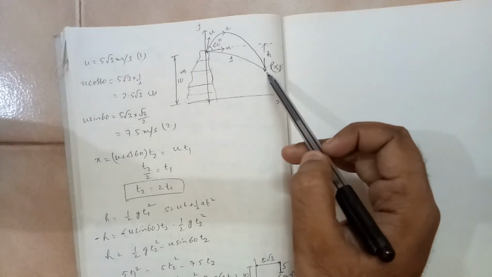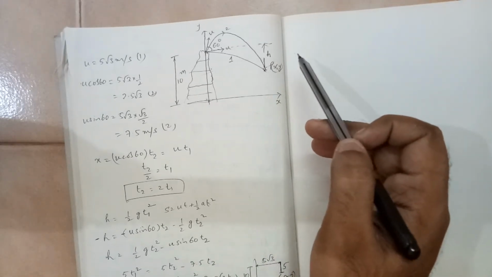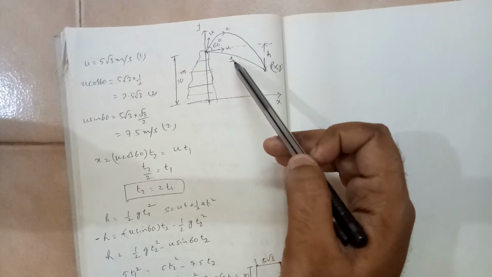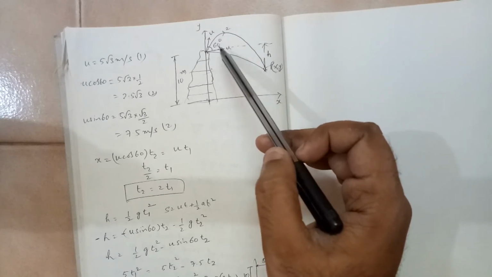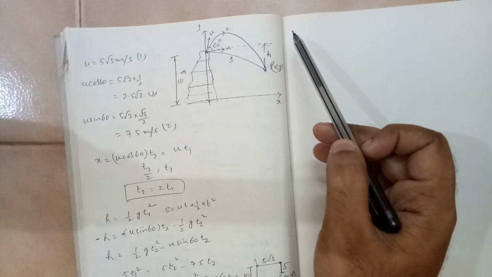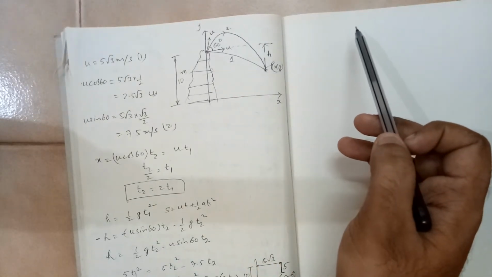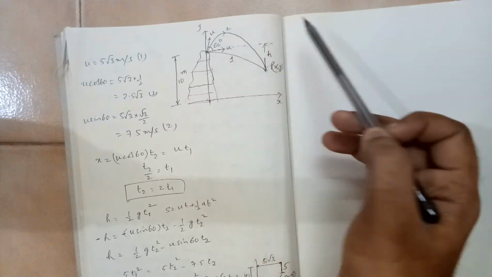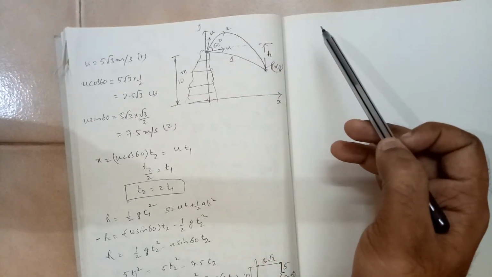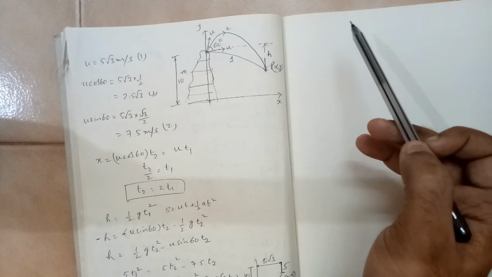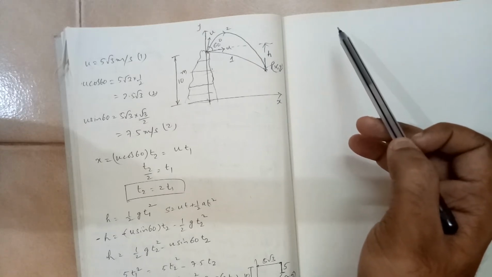Now you need to find first the time gap. Which has to be fired first? The second one has to be fired first, then after some time the first one, because the second will take a little more time. So let us say we have to find T2 minus T1.